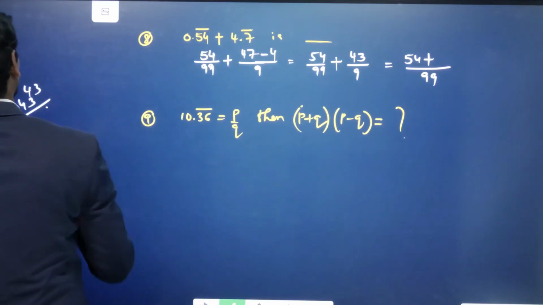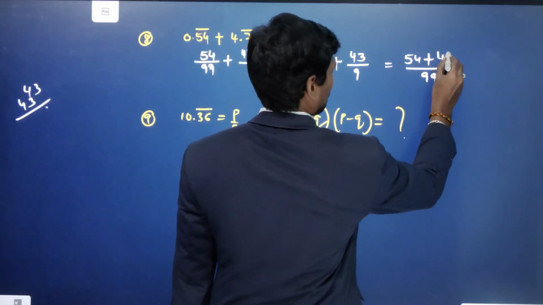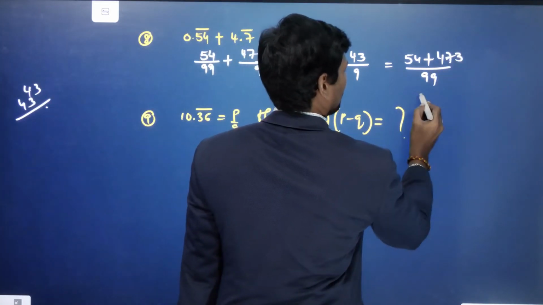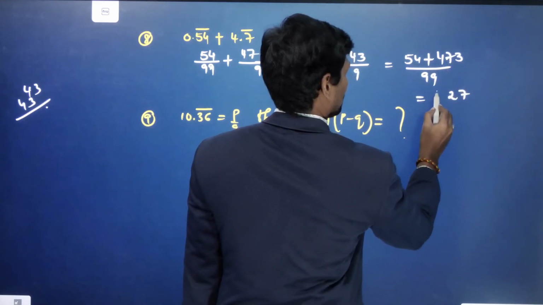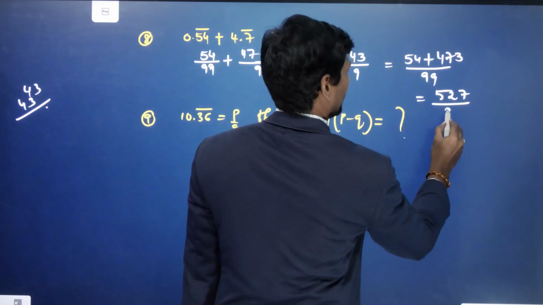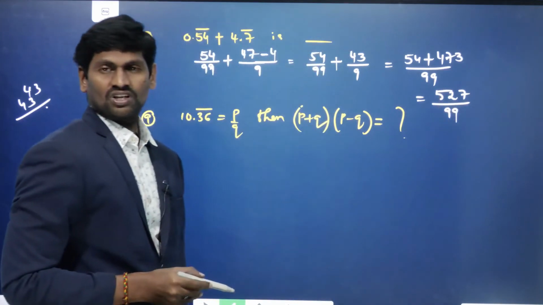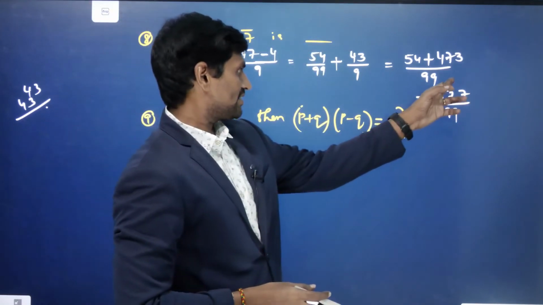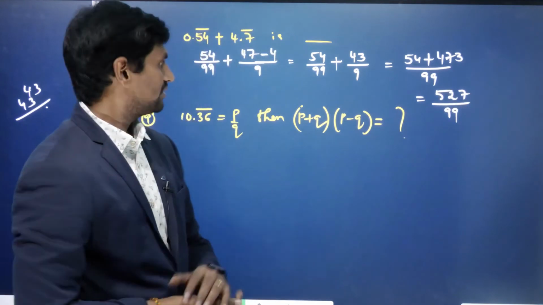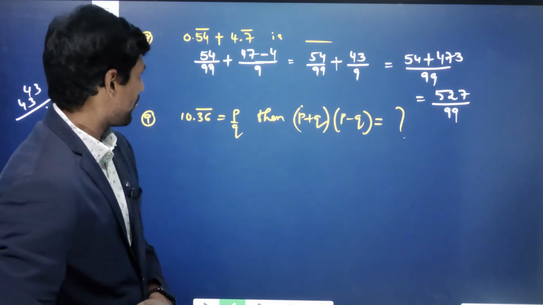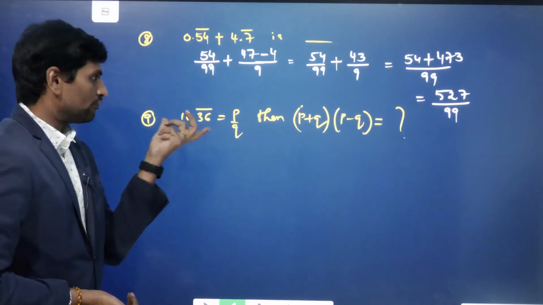Yeah, how many times? 473 equals 712, yeah, 527 by 99. Okay? So 11 table is cancelled. No, that's it. That is the answer. No cancellation. Again, P by Q form.